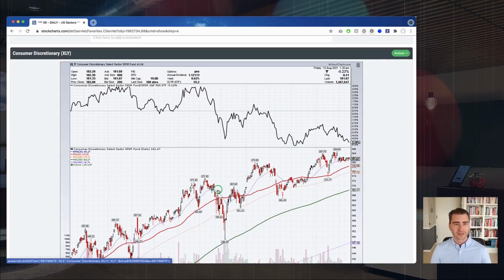We can jump into XLY here. Now we're looking at consumer discretionary. We can see one that has been, again, according to that relative strength line, really underperforming the S&P 500 for months now. Even though this fund has been ticking higher, even though the sector has been moving higher overall, from a relative perspective, it's actually been underperforming.